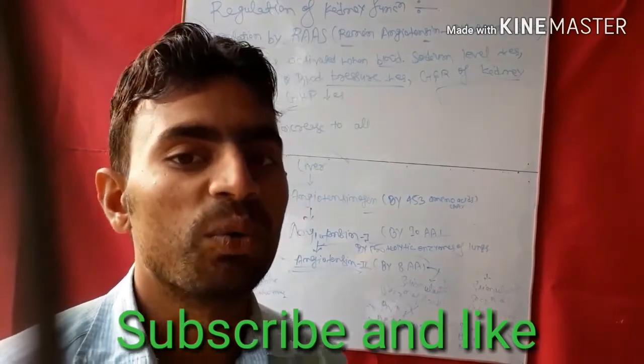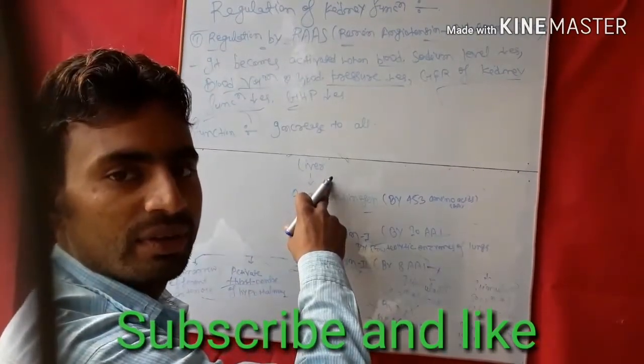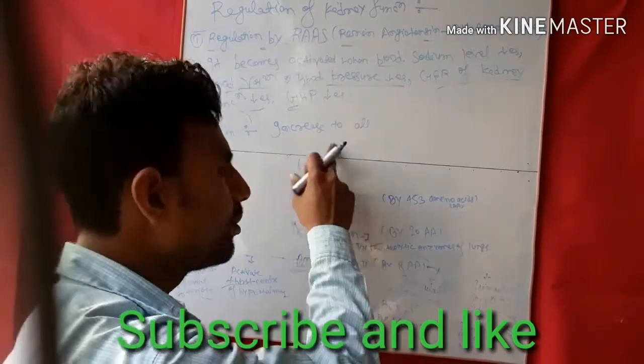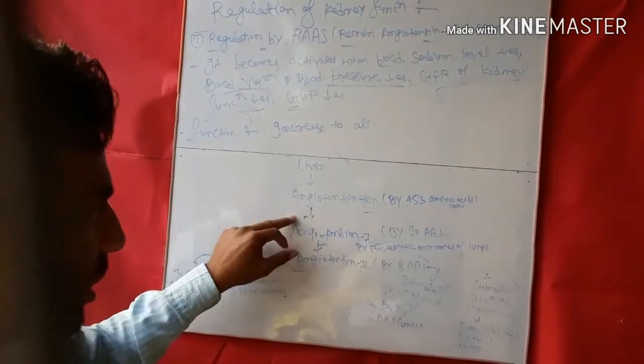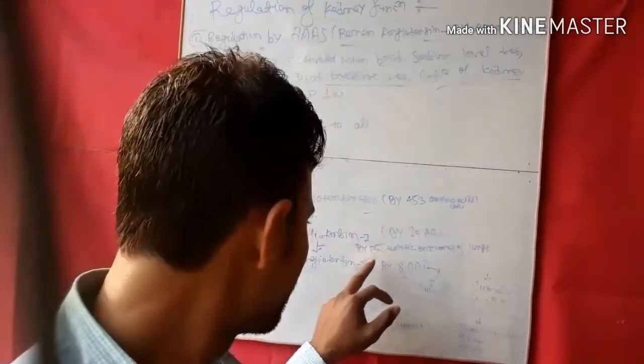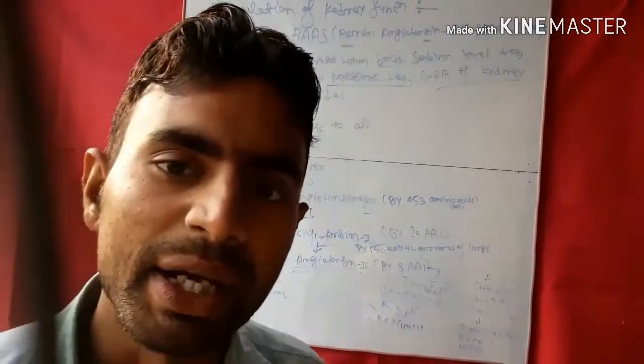But how? RAS activates the liver, and the liver secretes angiotensinogen, then angiotensin first, after that angiotensin second, and after that these functions happen.